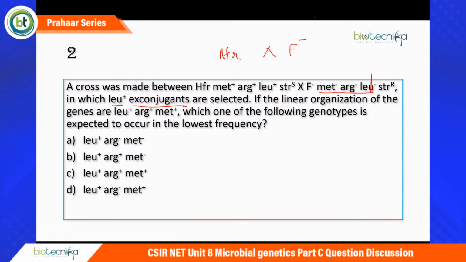Absolutely correct, Akshata. HFR will be the donor. Why? Because HFR has the F plasmid, even though it is integrated with the bacterial chromosome. From there only the transfer will initiate. So HFR will always be the donor, and the DNA will be transferred in a unidirectional way from HFR to the F minus cell, which will act as the recipient.